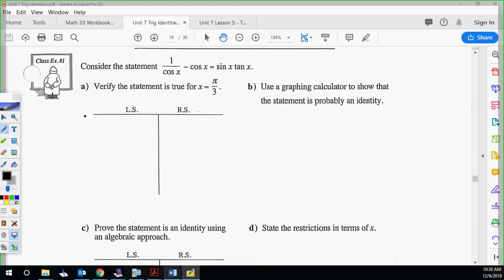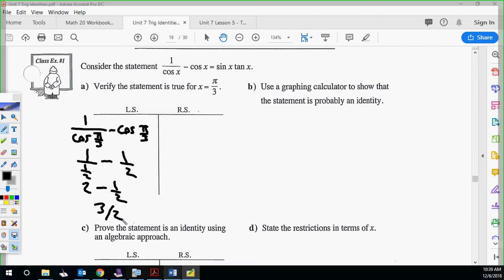So the left side would be 1 over cos pi over 3 minus cos pi over 3. I'm just going to simplify that. What's cosine of pi over 3? 1/2. So 1 over 1/2 is 2, right? Are you guys okay with that? Okay, 1 over 1/2, we'll write it like that for now, minus 1/2. 1 over 1/2 is 2. 2 minus 1/2 is 3/2. So we get 3/2 for the left side.